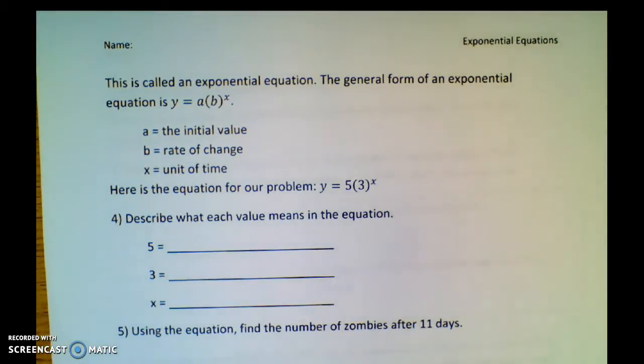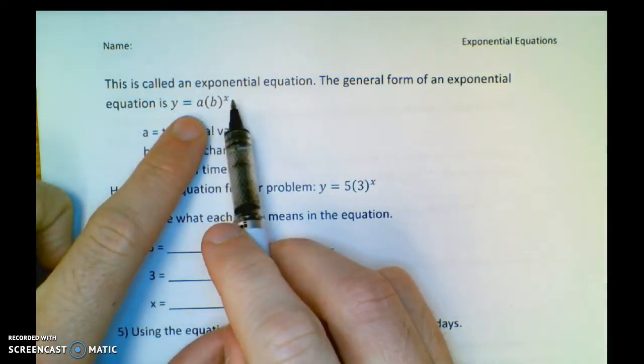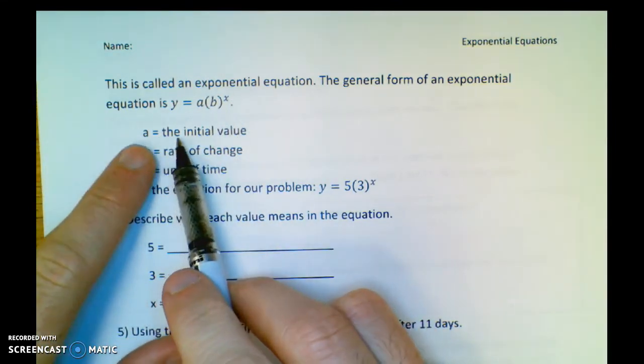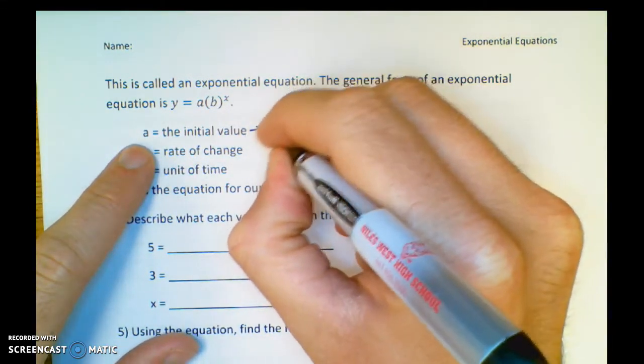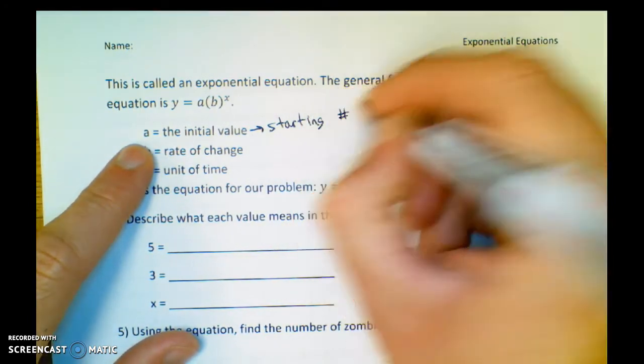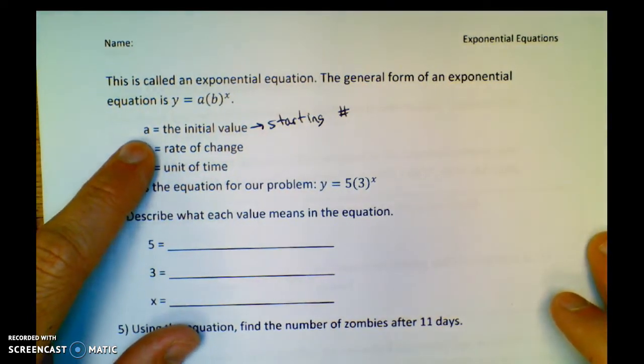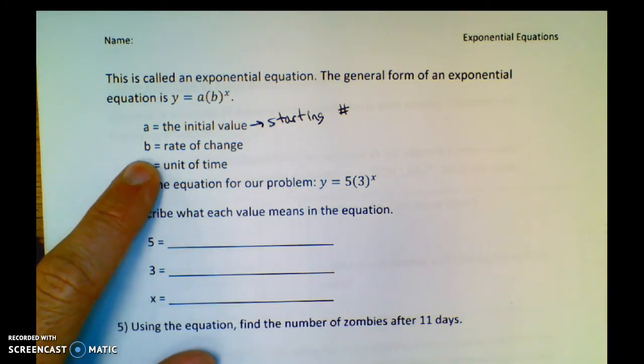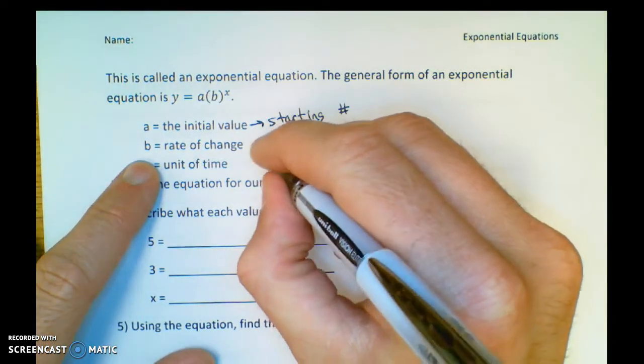So this is called an exponential equation. The general form of an exponential equation is y equals a b in parentheses to the x. A is your initial value. It's whatever you start with. So in our problem, it was the 5 zombies. That's what we started with. B is the rate of change. So that's what you're multiplying by each time.